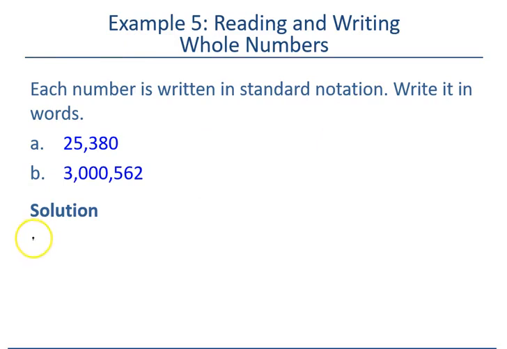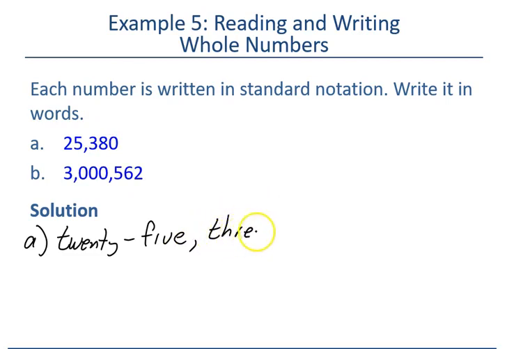I'm going to change this to black. Okay, notice we have 25,000. Okay, so I'll write that as 20 hyphen 5 because it is in between our 21 and 99. Then I'm going to put a comma. Okay, then notice I have the 300 because it's in the hundreds place. 300. Don't put an and. Just put 380. And that would be it.